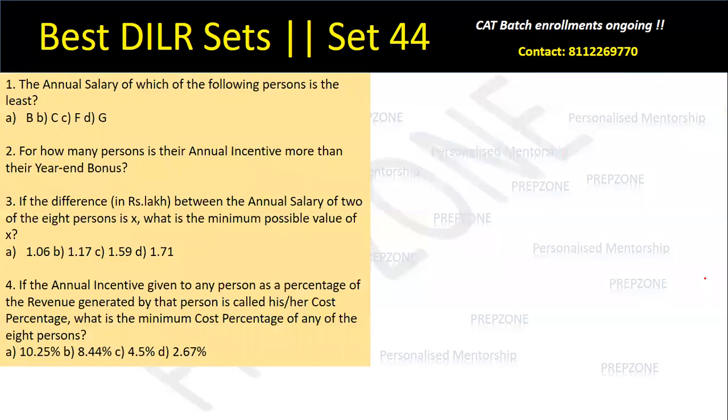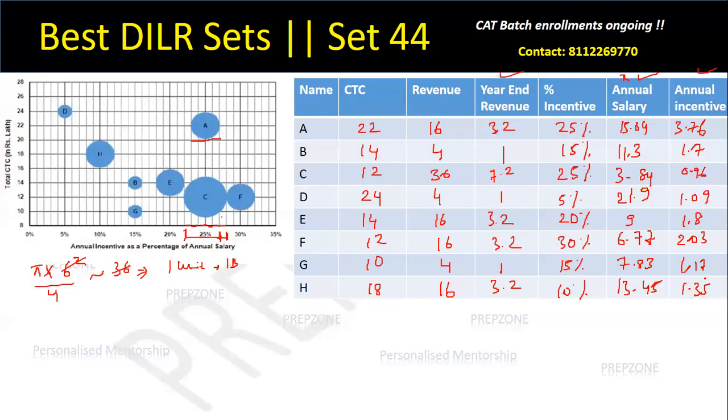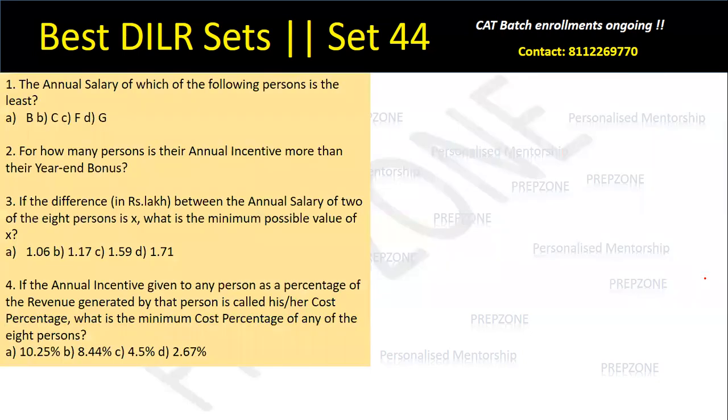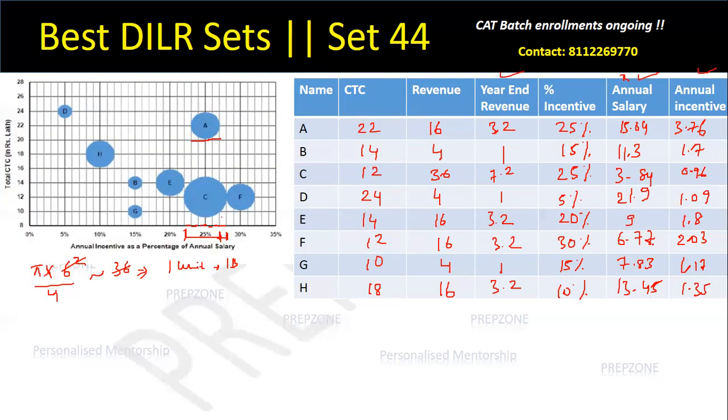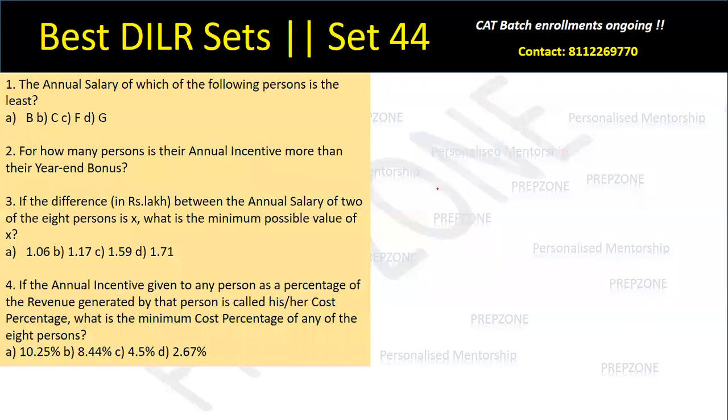It's very straightforward, but it looks difficult because of these bubble-based graphs. The annual salary of which of the following persons is the least? Annual salary is the least for whom? Annual salary is the least for C, right? So the answer has to be C.